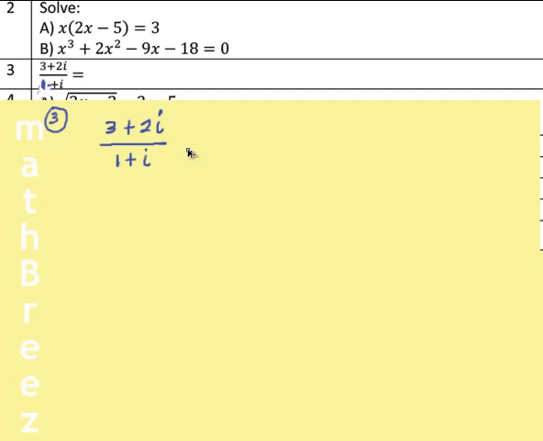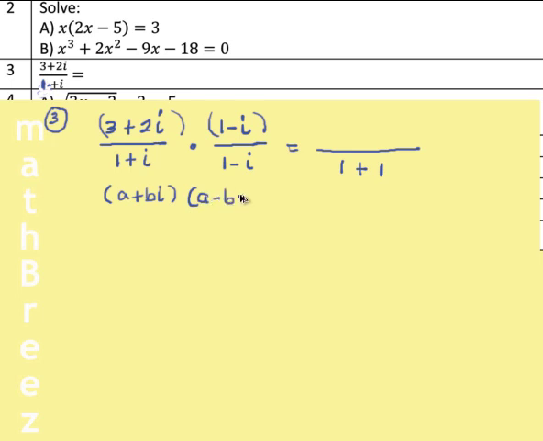In 3, we're dividing 2 complex numbers, and so we multiply by the conjugate of the denominator. Okay, here we get 1 plus i times minus i, which is plus 1. And in the numerator, let me just remind you, when we multiply conjugates, here we have something like a plus bi times a minus bi. The result is a squared plus b squared. So here we have 1 squared plus 1 squared, 1 plus 1.